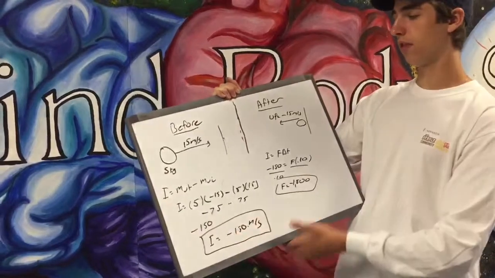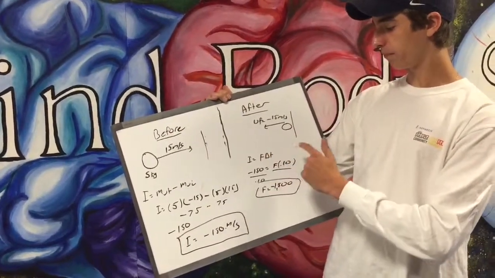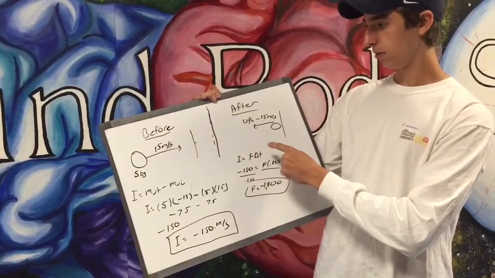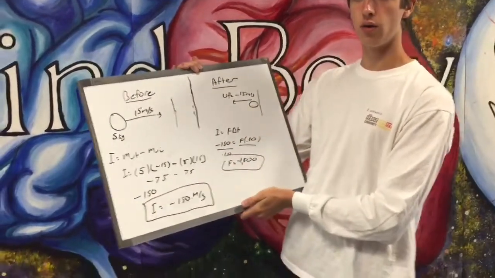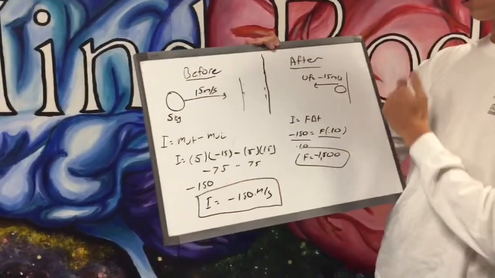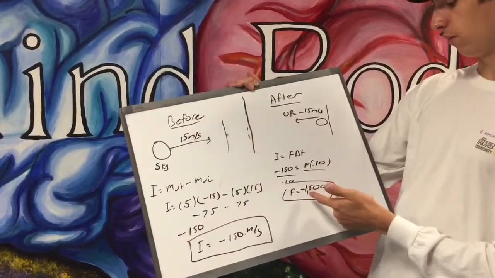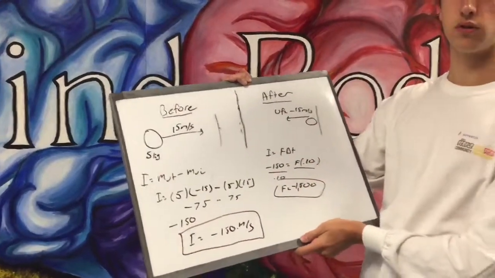That's the impulse. To find the force, you do I equals F delta t, and you have I and delta t because it stays on the wall for 0.10 seconds. So you take negative 150 and divide it by 0.10, which gives you negative 1,500 for force in newtons.